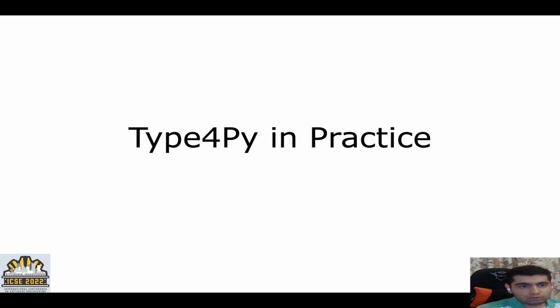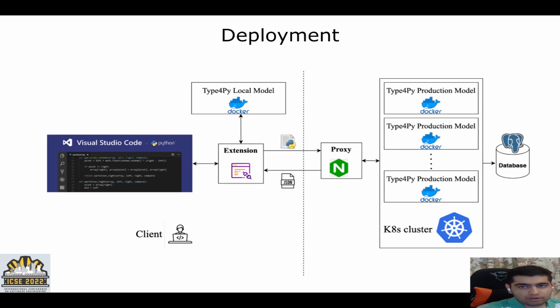At this point, I'd like to talk about the deployment of Type4Py in practice and its VS Code extension. Here, you can see the deployment of Type4Py at a high level. On the client side, we have a VS Code extension. The VS Code extension can either query the Type4Py local model or the production models that are deployed on our Kubernetes cluster.